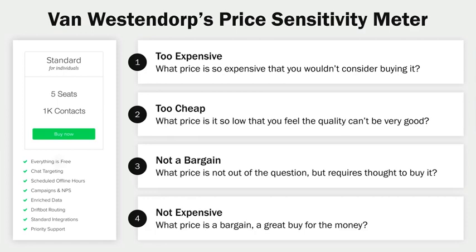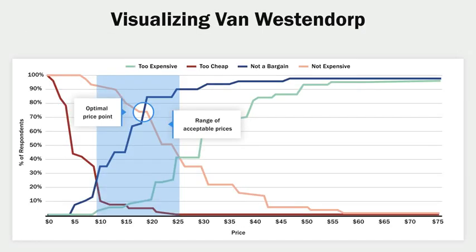Now, everybody's going to be entering dollar values as answers to these questions. What we then do is convert it into a graph and chart that looks like this. Now, this might be a lot to take in at first, but let me explain it in a little more detail. We took the dollar value answers to each of those questions and plotted them out as percentage curves. So the way to read this, for example, the orange line, which represents the responses to the not expensive question, is that at about $15, about 90% of the respondents thought that price point was not expensive.